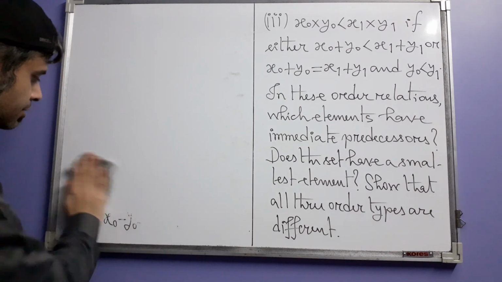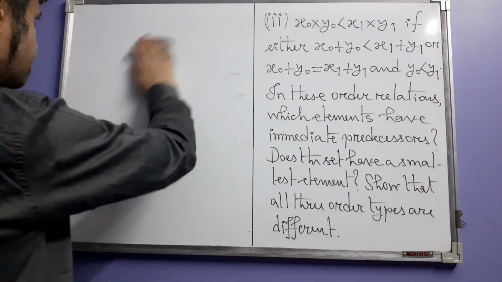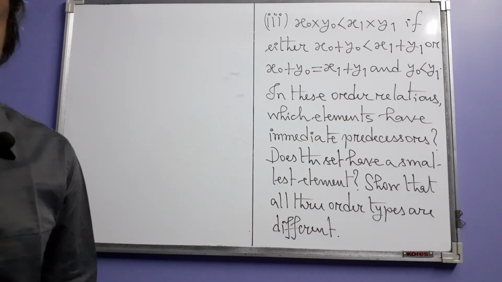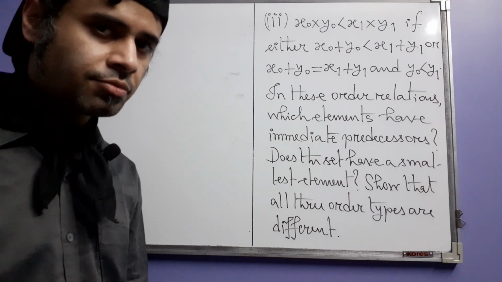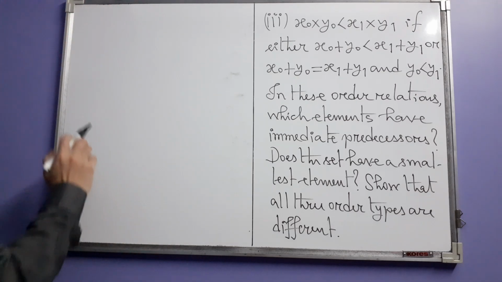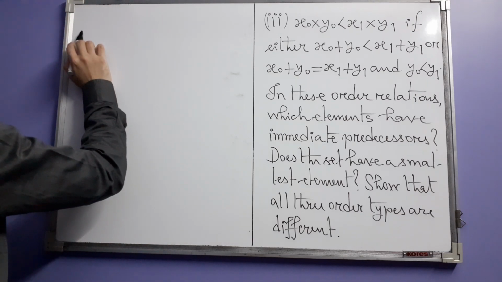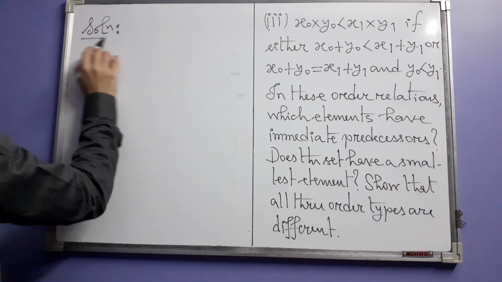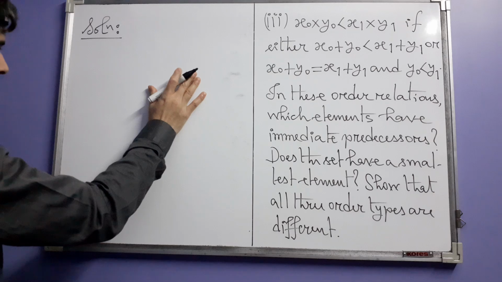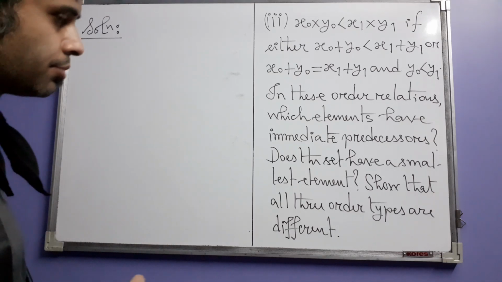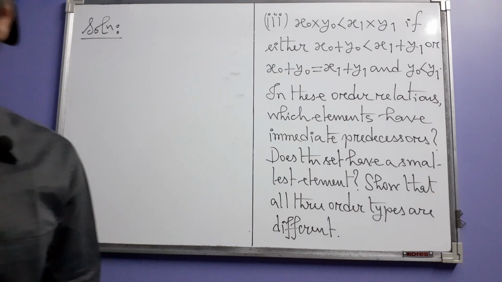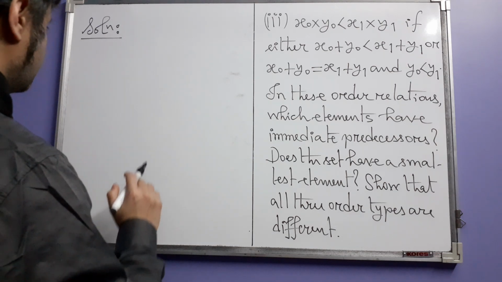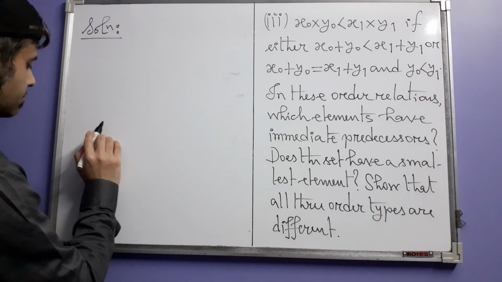So the first one is dictionary order. It will be a good idea to draw a figure first. And in fact, in the figure itself, we are going to see what's happening. The figure is not necessarily a part of the solution. If you want, you can make it a part of the solution. So the figure simply just goes like this. I won't even need a ruler.